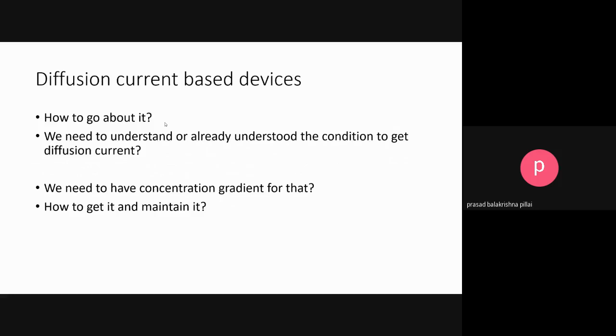And now the question is how to get it. Because you need a steady current, you need to maintain that. Then only the diffusion current is possible. Like in the case of drift, you apply an electric field, and so long as the electric field is there, you have the drift current flowing. Similarly, if you want a diffusion current, there are certain conditions to be met. So steady state diffusion current, how is it possible? That is what we will be looking into.